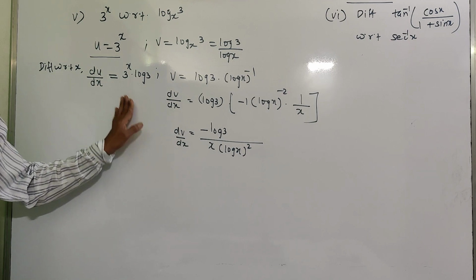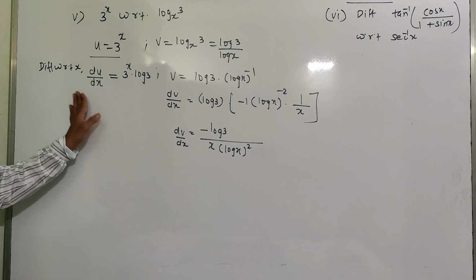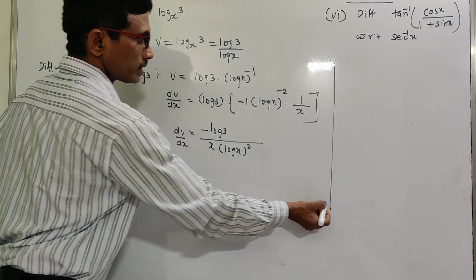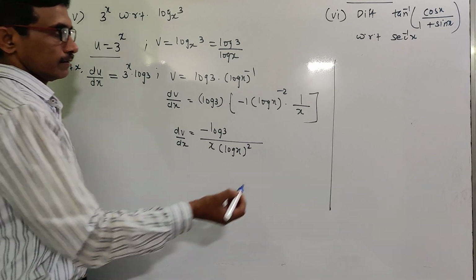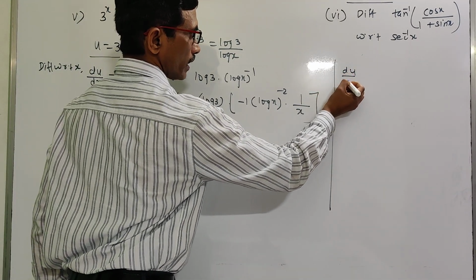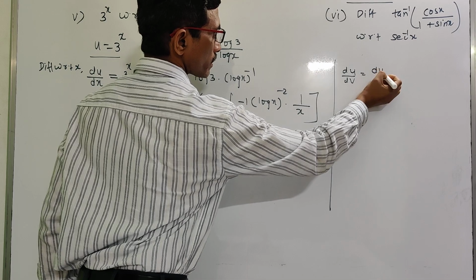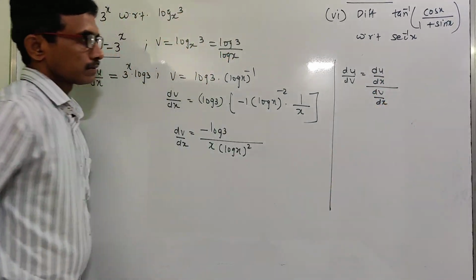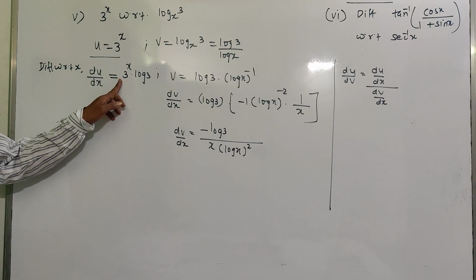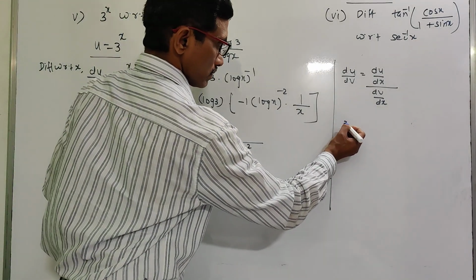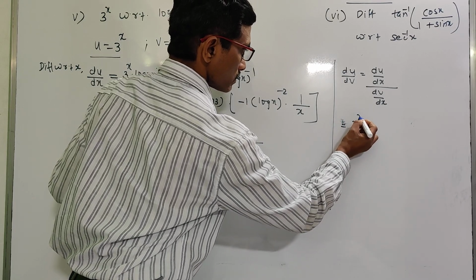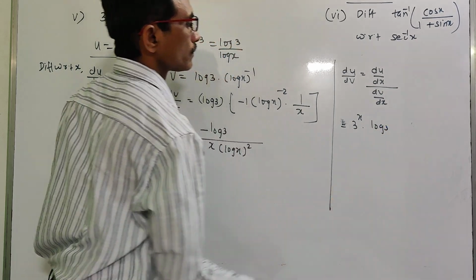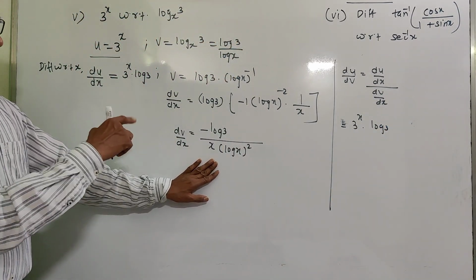So we find du by dx upon dv by dx, that is the derivative of u with respect to v, du by dv. So du by dv is equal to du by dx upon dv by dx, which is du by dx, 3 raised to power x into log 3. Dividing by this means multiplying by its reciprocal.